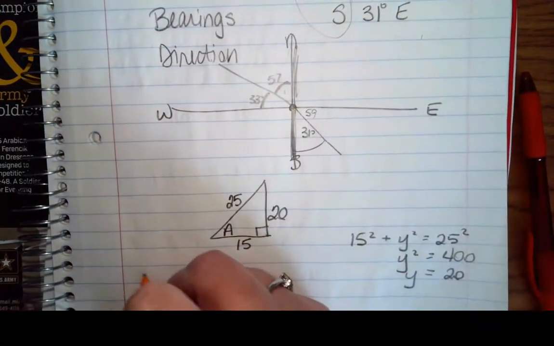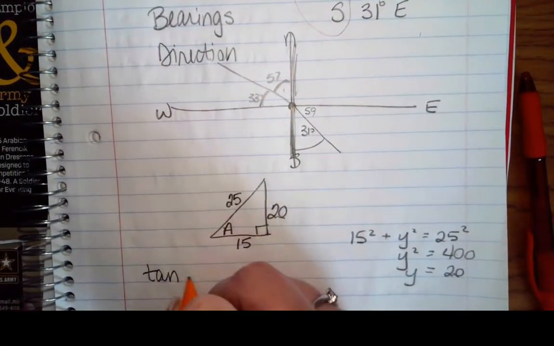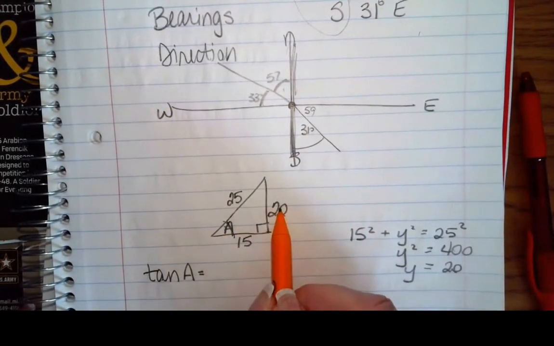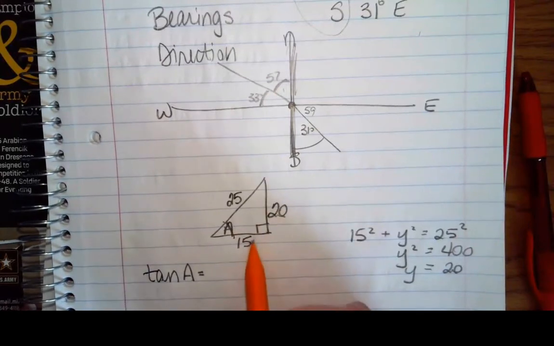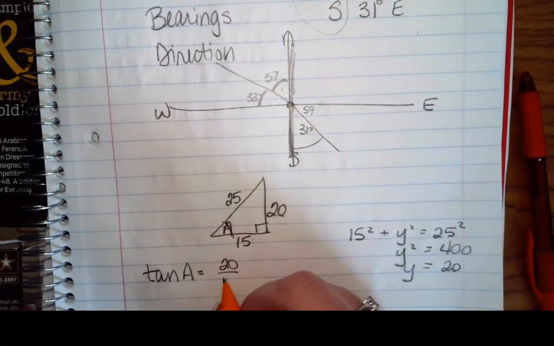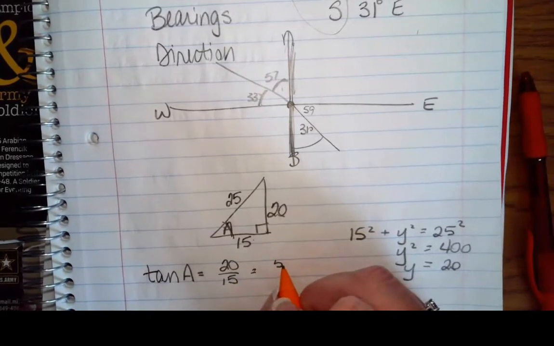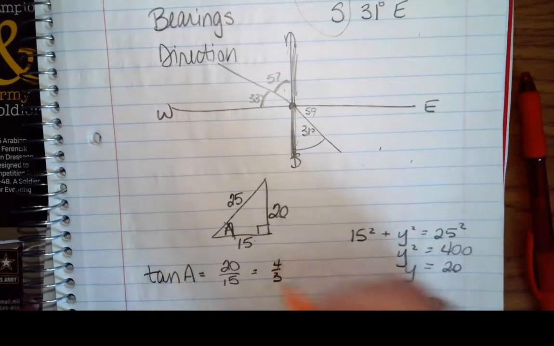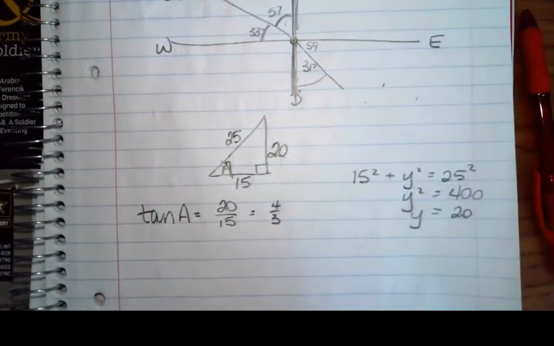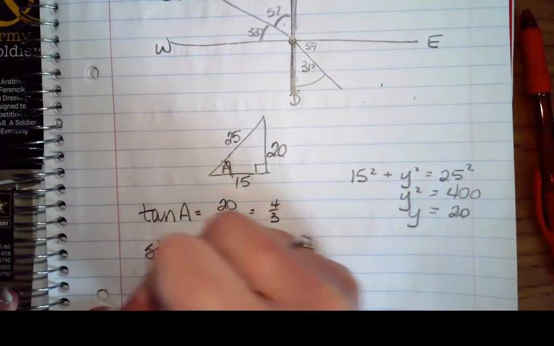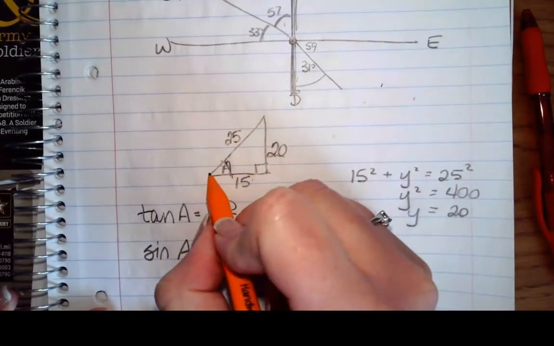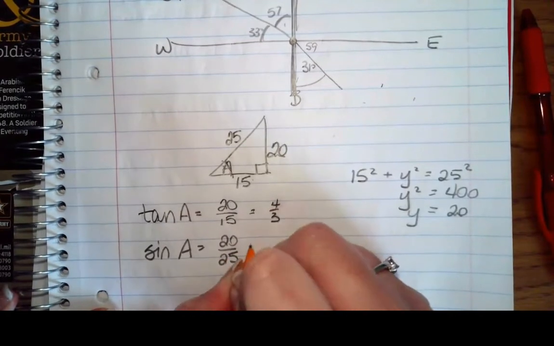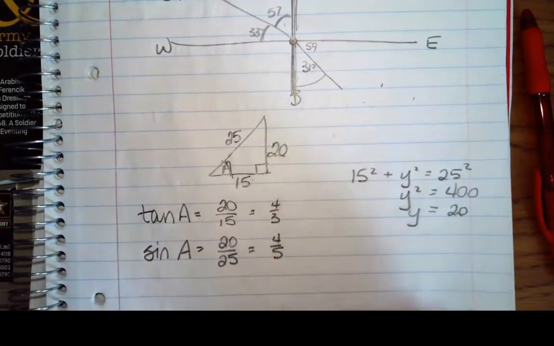Well, now, just for refreshers, let's say I want to know the tangent of A. Tangent is going to be opposite, which is 20, over adjacent, which is 15. So I get 20 over 15, which reduces to 4/3. Well, what happens if I want to know what the sine of A is? Sine of A is opposite over hypotenuse. So I get 20 over 25, which is 4/5.